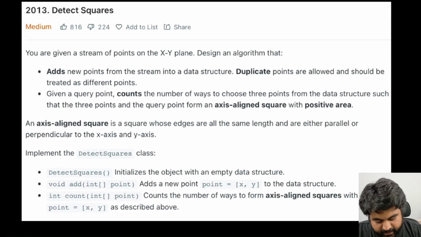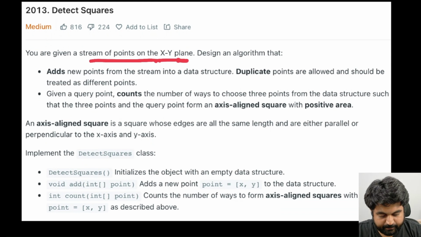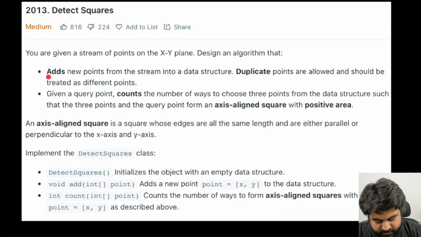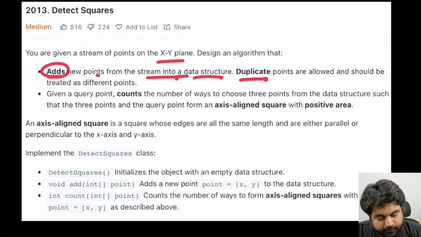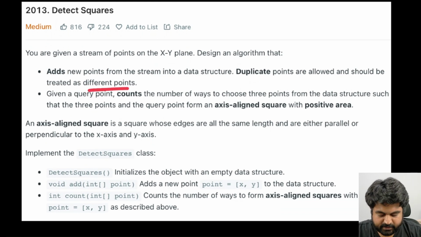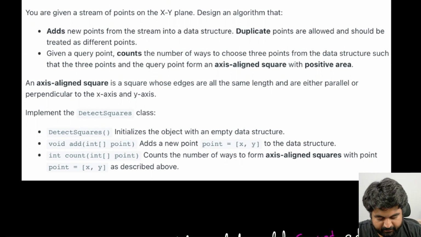Basically, we are given a stream of points on an XY, or two-dimensional, plane, and we need to design an algorithm that does two things. First, it adds the new points that we get from the stream, storing them somewhere in a data structure. Duplicate points are allowed and should be treated as different points, so we'll have to keep track of the frequency of any particular point at any given moment.